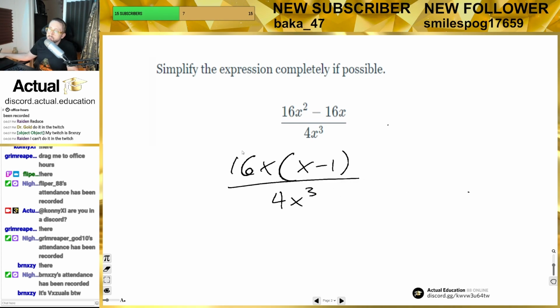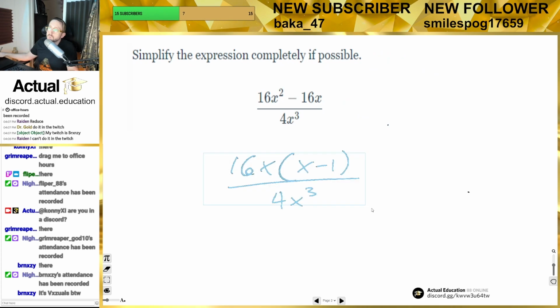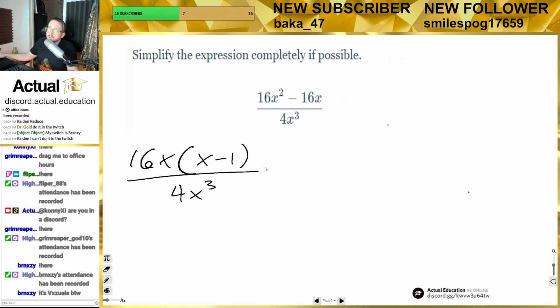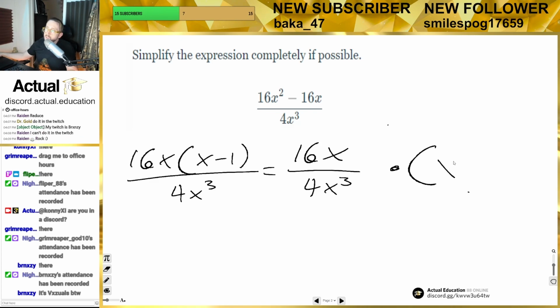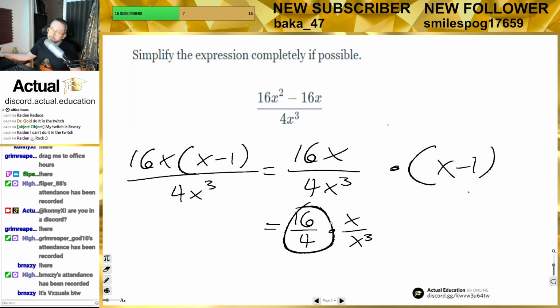So what we can do is rewrite this whole thing as 16x over 4x cubed times x minus 1. Don't even worry about the x minus 1 right now, okay? Not yet. So simplify those two terms, right? So what can we simplify here? Even if you want to break this down even more, Mason, you could do 16 over 4 times x over x cubed. Do you see that? Okay. What's 16 over 4? 4 over 1. Yeah, good. 4, right? And then what's x over x cubed?